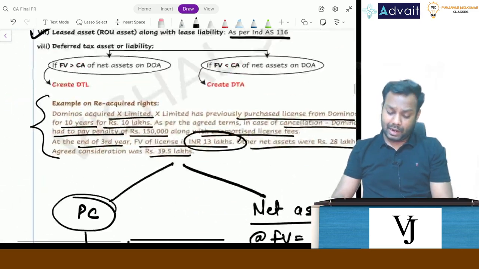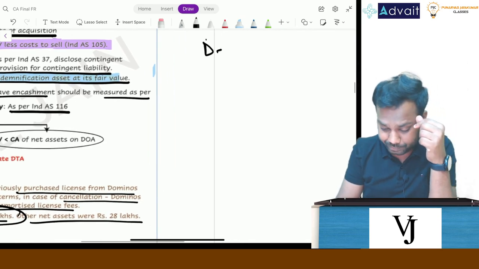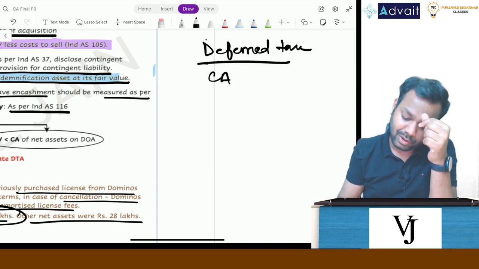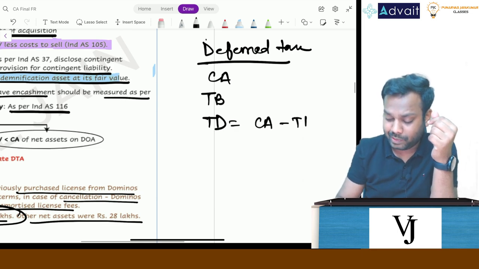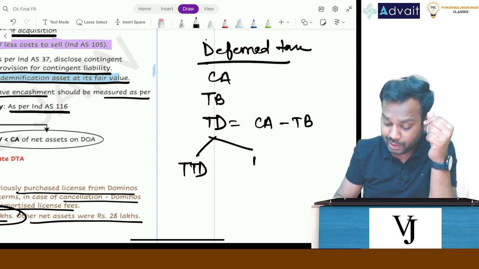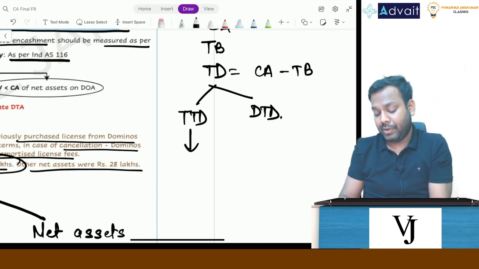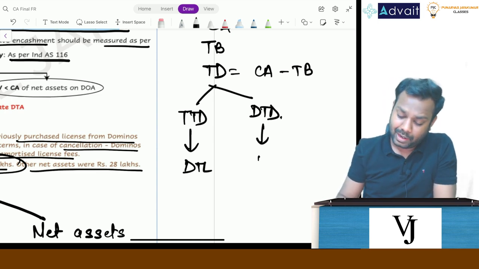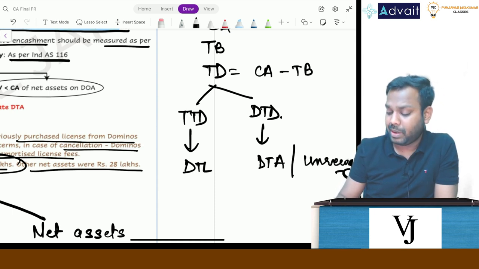So in deferred tax, what is the meaning of deferred tax? First, understand the deferred tax. We calculate carrying amount, we calculate tax base, we calculate then temporary difference as carrying amount minus tax base. Then we classify this into taxable temporary difference and deductible temporary difference. Then all taxable temporary difference we have to recognize, we have to recognize the deferred tax liability, but deductible temporary difference we have to assess for certain limits, and then we can recognize a deferred tax asset, or it may remain unrecognized, right?